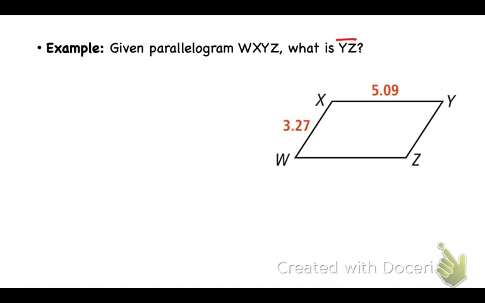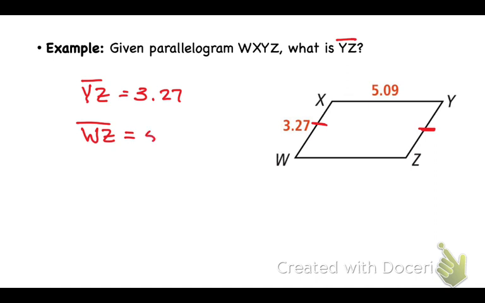Brian, what is YZ? 3.27. How did you know that, sir? Because it's X. I know. W is 3.27. Okay, because XW is 3.27 and these are congruent, yes? I think so. Cooper, I will give you a chance. What is WZ, Cooper?